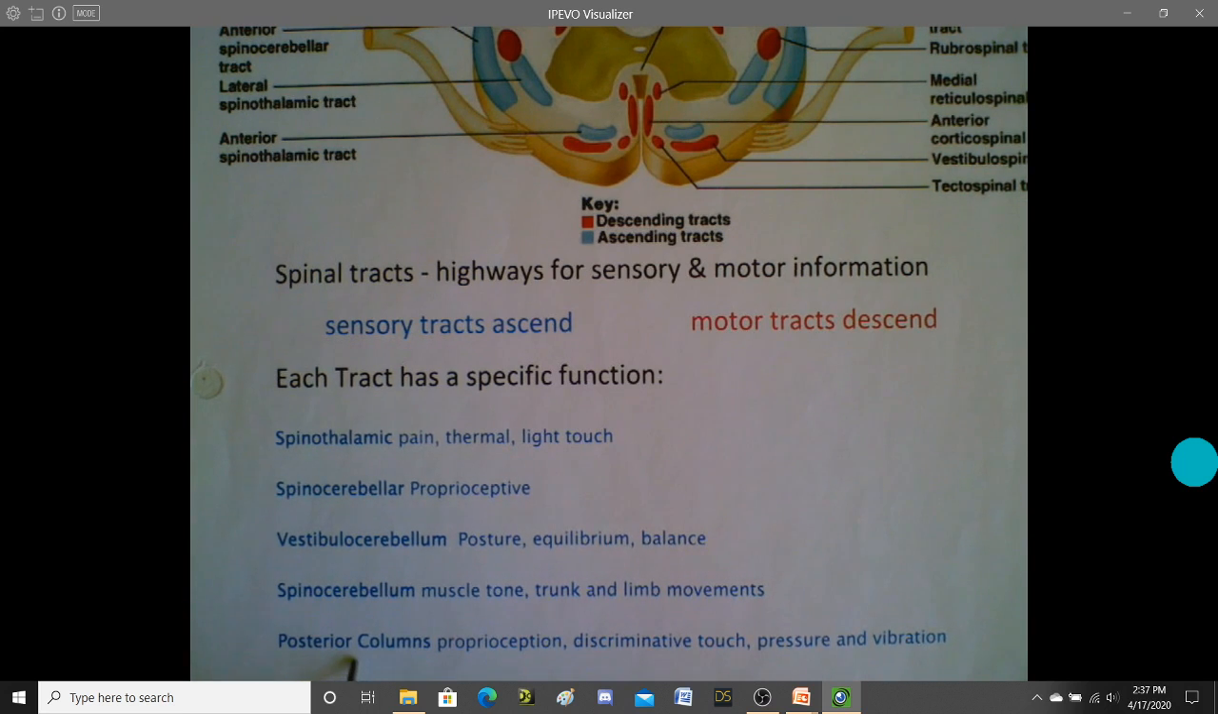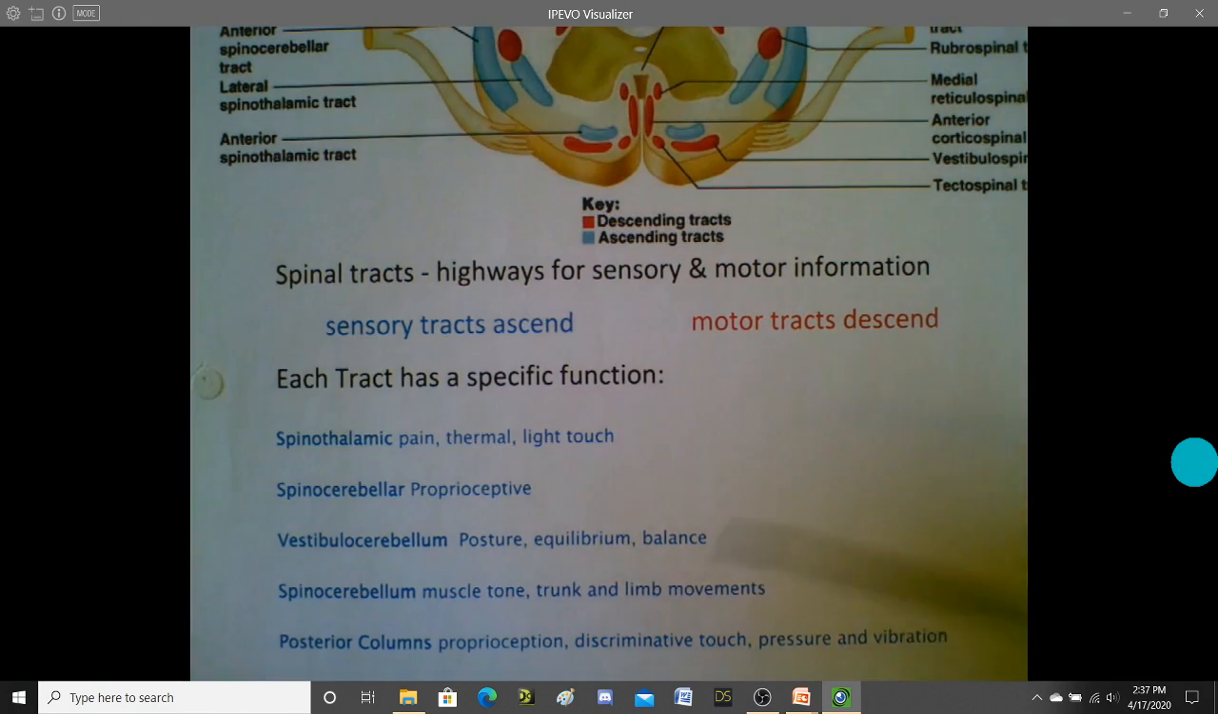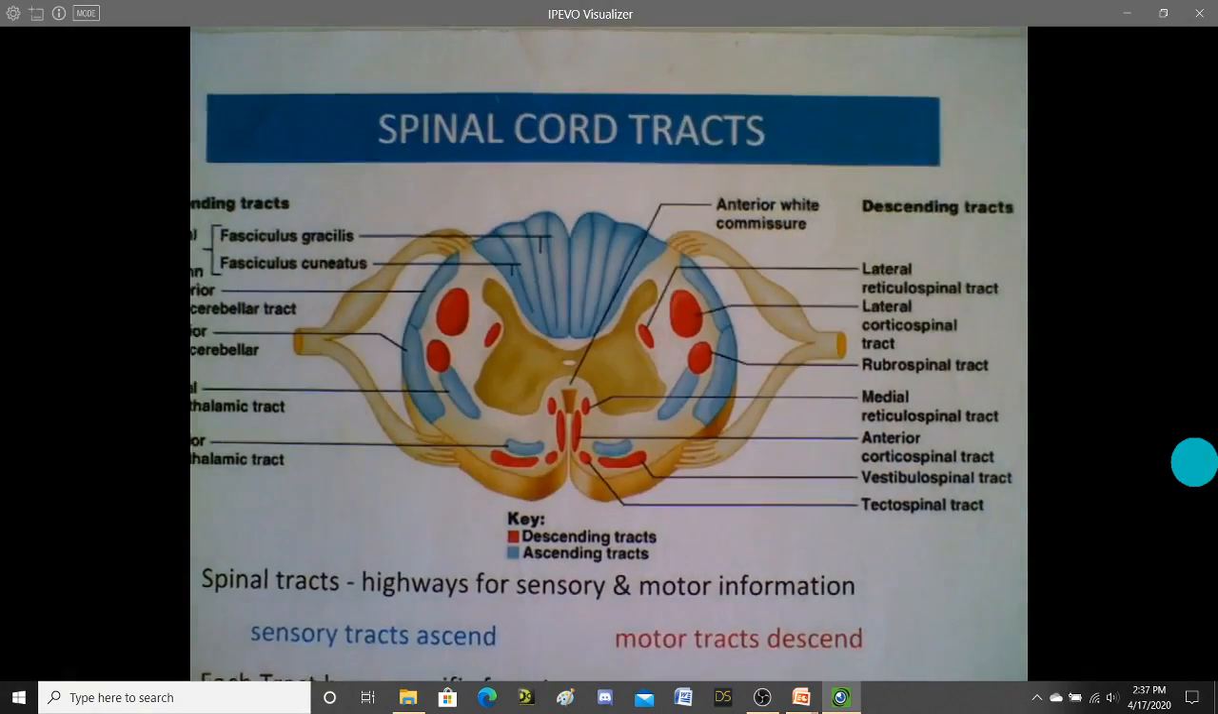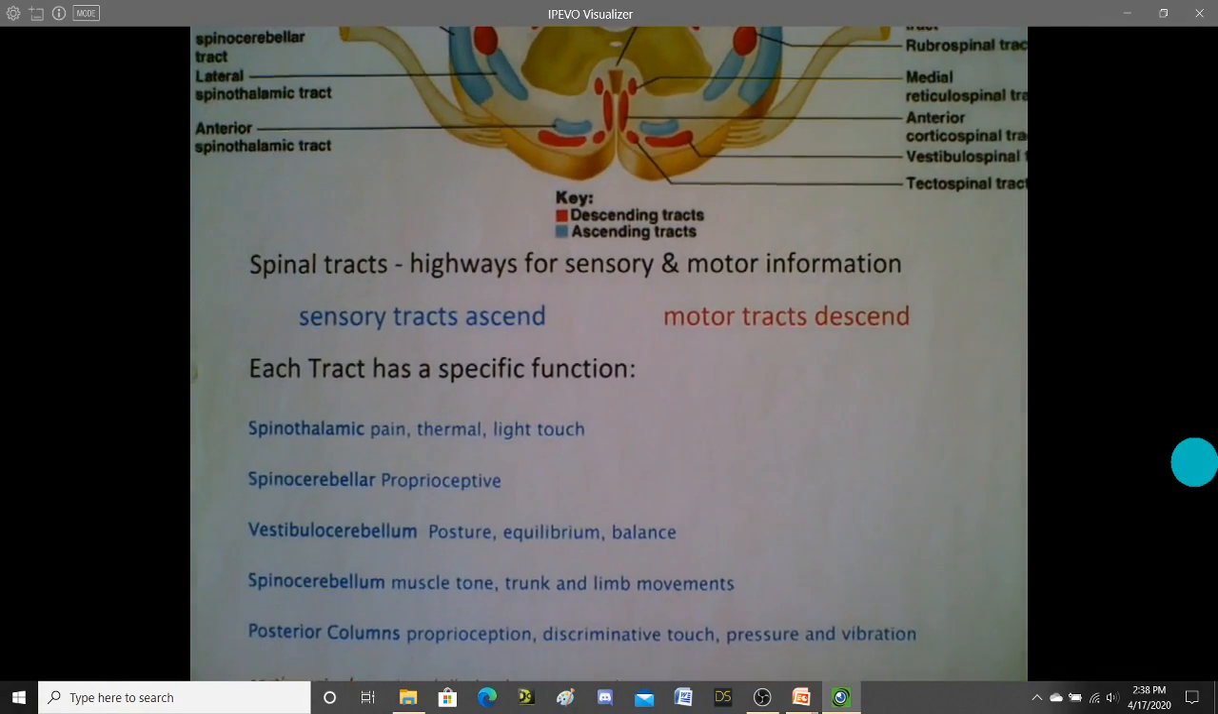The final one for sensory is the posterior columns. These are going to be, it says proprioception, so body awareness, discriminative touch, and then pressure and vibration. So discriminative touch is being able to tell one thing from another by touching it. Like if you're grabbing an apple versus an orange, you can tell what that is through discriminative touch. Then of course we have pressure and vibration. So if you have your phone on vibrate in your pocket and it vibrates, you pick that up, that's sent through these posterior columns.